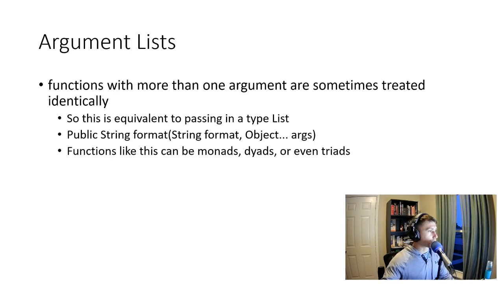So now what about argument lists? Functions with more than one argument are sometimes treated identically. And this, Robert says, is the equivalent of passing in a type list. So you have a public string format method with a string format argument and then an object array of arguments. Functions like this can be monads, dyads, or even triads.